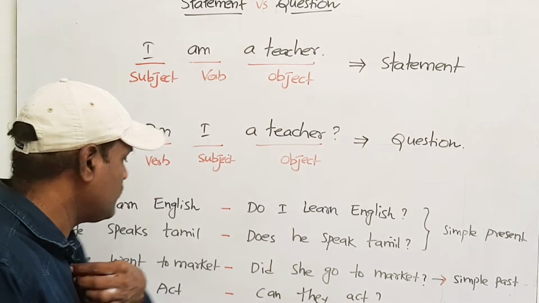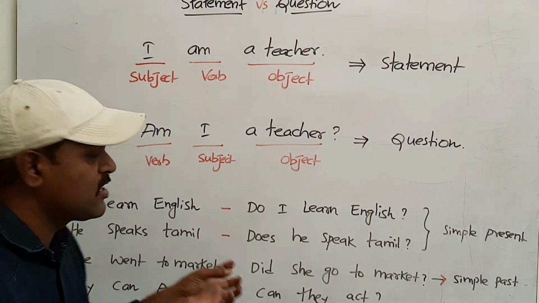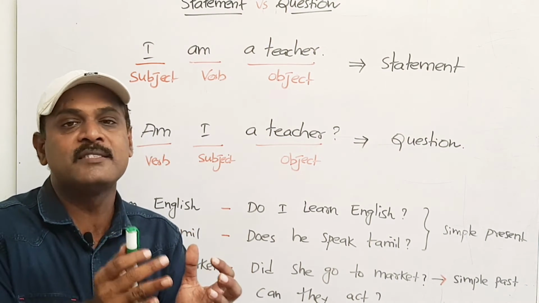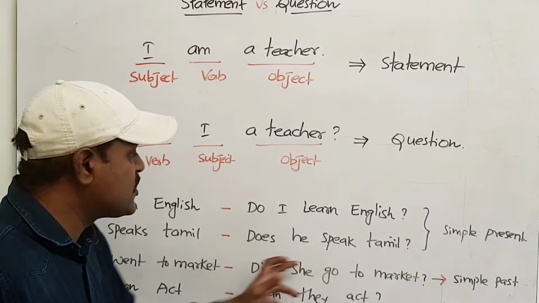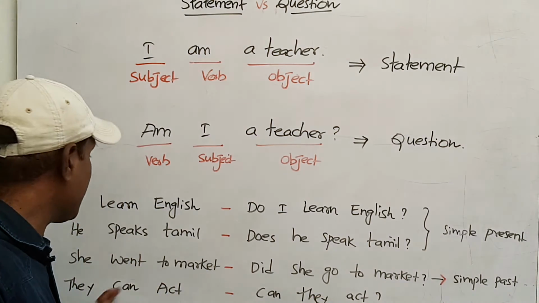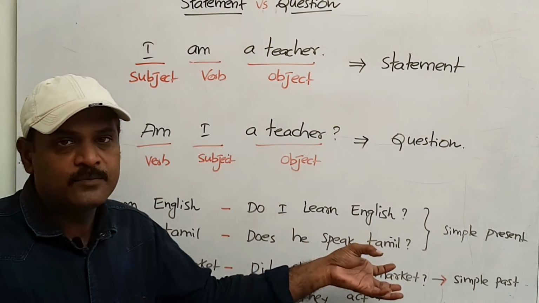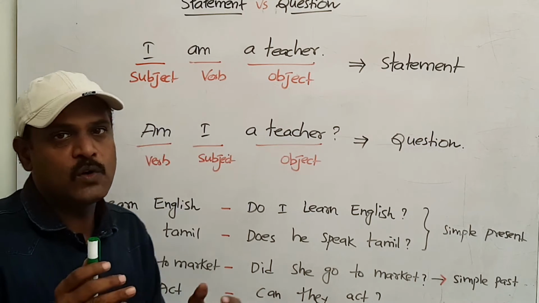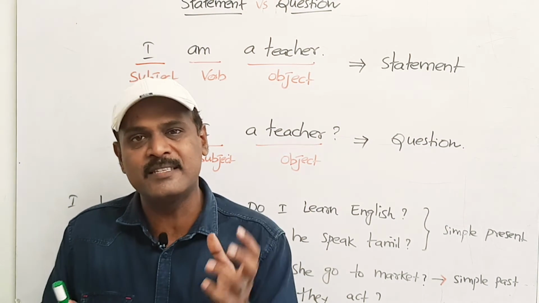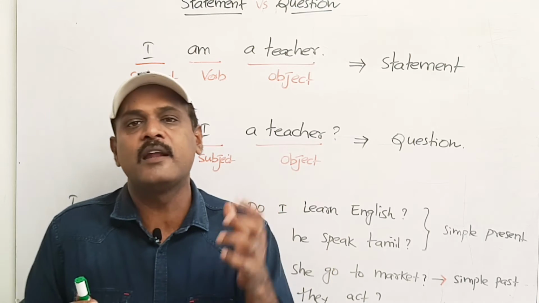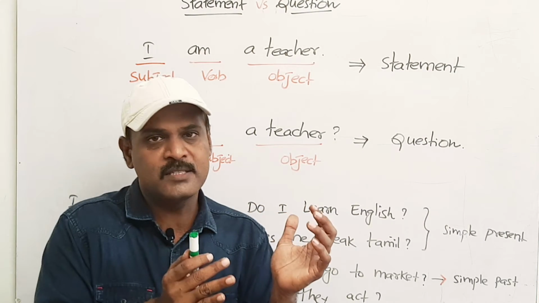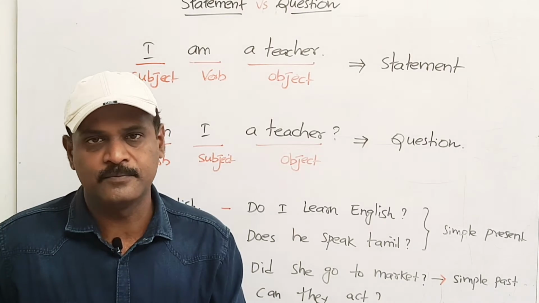Okay. The third one is: she went to market. This is in simple past tense. So that's why we need to place did in the question. Did she go to market? That is the question form. Finally, they can act. Can they act? This is the question form. So to form questions, we need to know what kind of tense it is and whether it is a main verb or a helping verb. Basing on that, we need to change statements into questions.